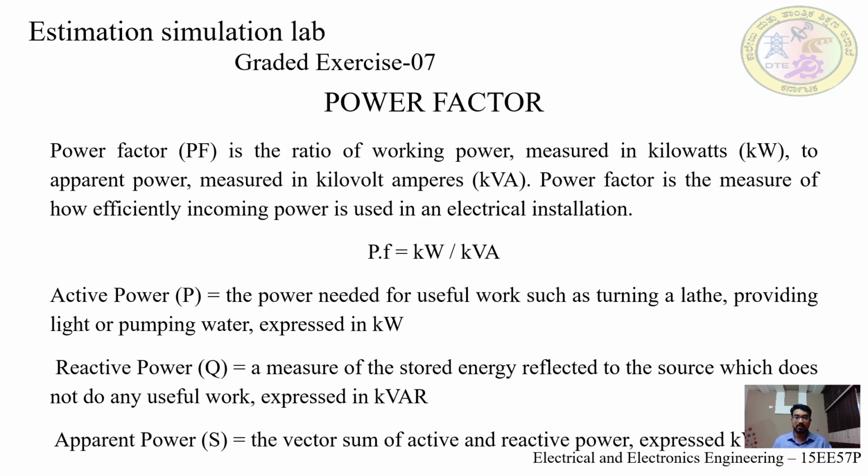The reactive power is a measure of stored energy which does not do any useful work. This is the major difference between active and reactive power. Active power will do the work, whereas the reactive power will not help you do any useful work. It is expressed in kVAR, and the apparent power is the vector sum of both active power and reactive power, and it is expressed in kVA.